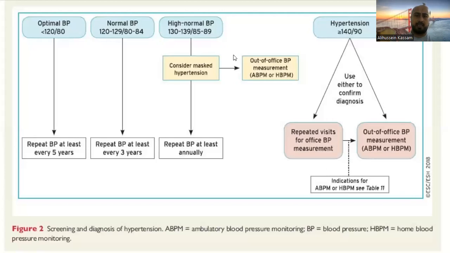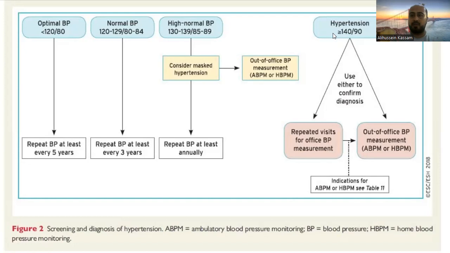This classification enables us to know whom to screen and at what time. If you have an optimal BP that is less than 120 over 80, you would screen that person every 5 years. With a normal BP ranging from 120 to 129 and 80 to 84, do it every 3 years. And with a high normal, which is where most of the issues related to hypertension begin, you're advised to repeat the BP at least annually.